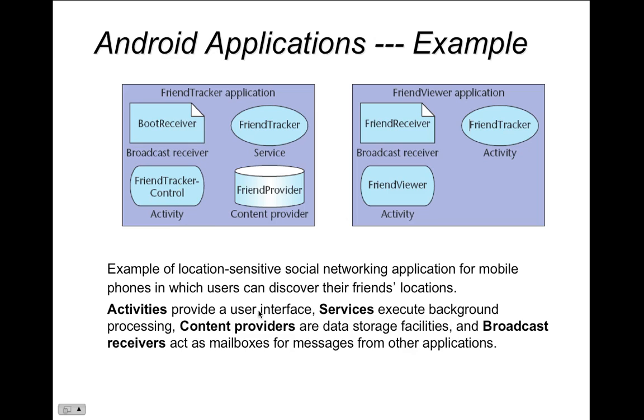So activities provide the user interface as we've seen so far, and we have two things here: friend tracker and friend viewer. Let's say we had two separate activities, or two separate screens. We have, let's say, a boot receiver, a friend tracker service running, let's say, from a content provider, a friend provider, which is going to be sort of like a contact list or something like that, activity itself, provider.